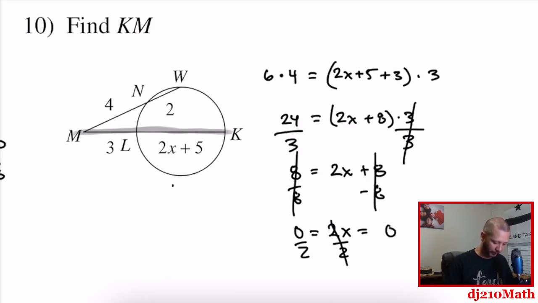But we want to plug in 0 here. So that means 2 times 0 is 0, plus 5 is 5. So this inside part is just 5. Outside part is 8. So KM is equal to 8.